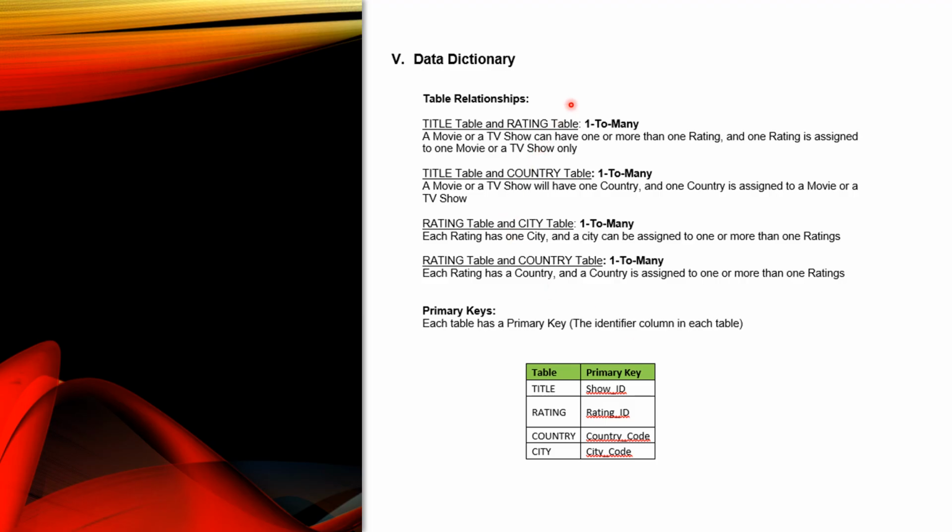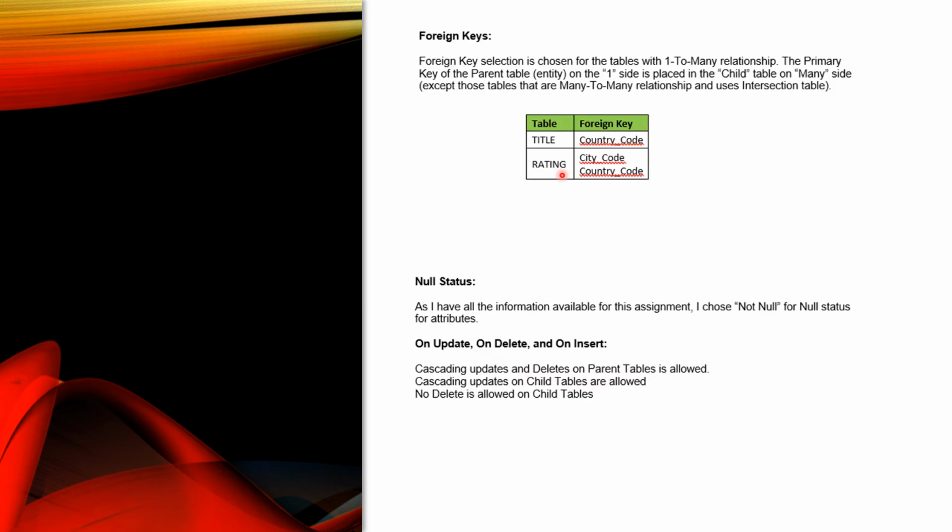The other thing is that when we create the ER, we then need to have a data dictionary. In the data dictionary, we talk about the relation of the tables, primary keys, foreign keys, null status, on update, on delete, and on insert. When we talk about null status, some attributes or fields may not have information at the time of data entry, or they can be blank. So we can choose null.